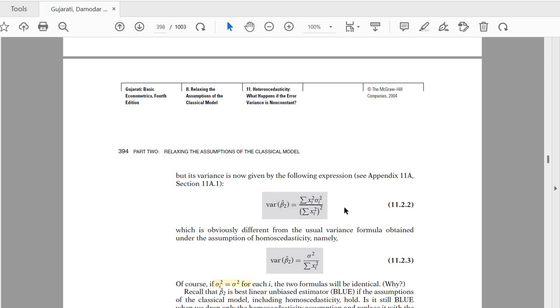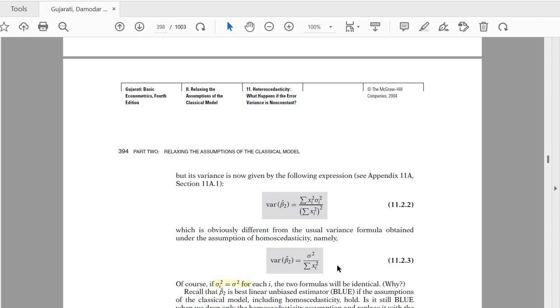BLUE is best linear unbiased estimator. It is linear, it is unbiased, but it is no more best. And you know the meaning of best is minimum variance. So the OLS estimator contains minimum variance, but in the case of heteroscedasticity, the OLS estimator variances will not be minimum anymore, but will enlarge, and an increase in variance of betas would definitely affect t and f value. So that is going to affect the test of significance and the confidence interval.